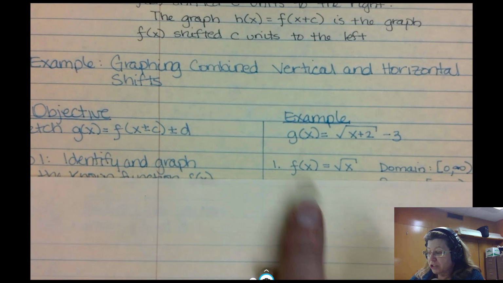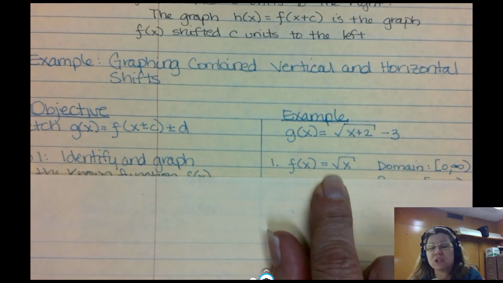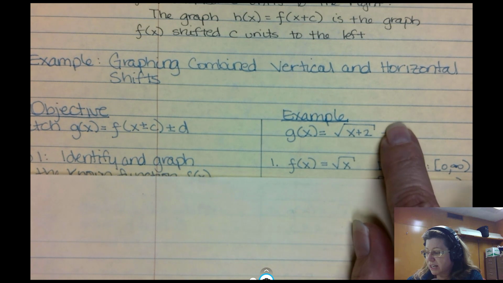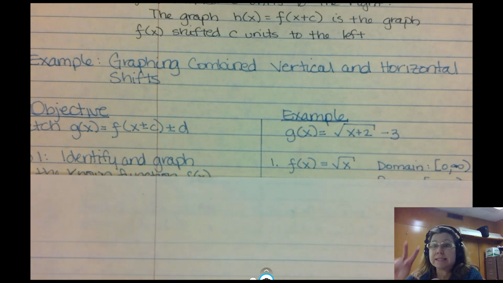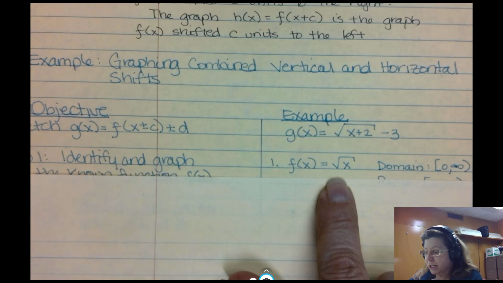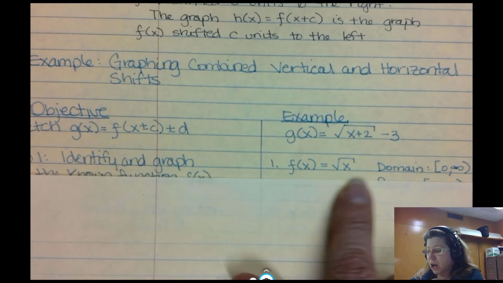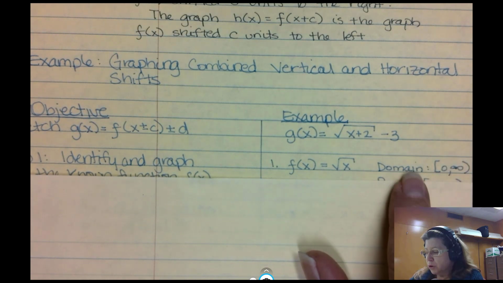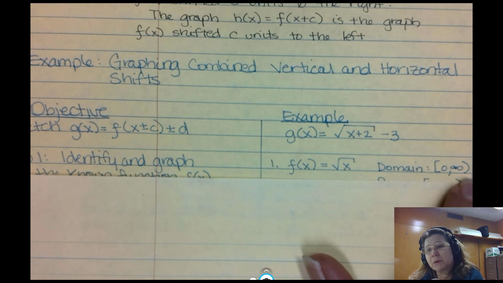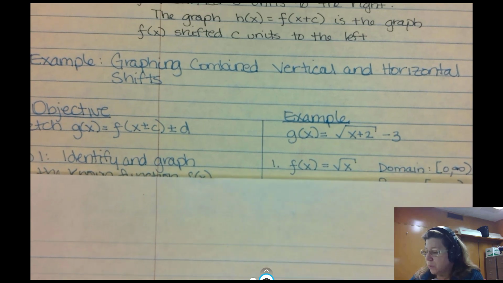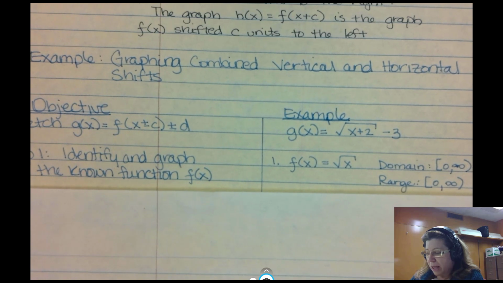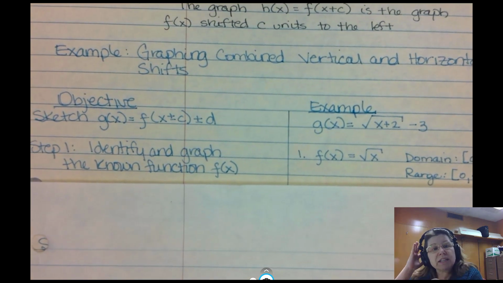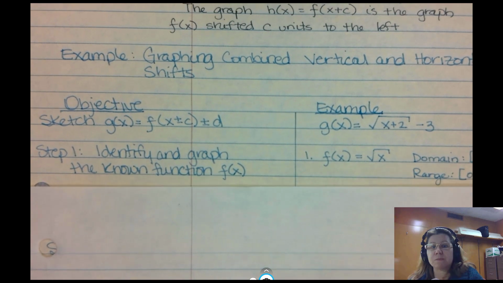So here is our original f of x. Our original f of x is just the square root of x. So take off that plus 2, take off the minus 3, and we get this simple square root of x function. This is our original f of x. We do want to talk about what our domain and range is here, because that's going to limit what our other graph is going to look like. Our domain for a square root function is 0 to infinity, including 0, and our range is 0 to infinity as well.